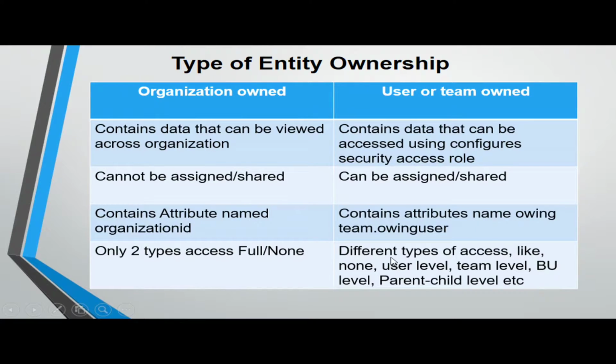But if we talk about the entities owned by the user or team, they have different types of access. For example, you may not want to give access to particular users or teams. You may want to give access to only some users. You may want to give access to a specific team only. You may want to give access at business unit level in an organization where there are multiple business units, or you may want a parent child level access. All these types of access are possible in custom entities that are owned by user or team.